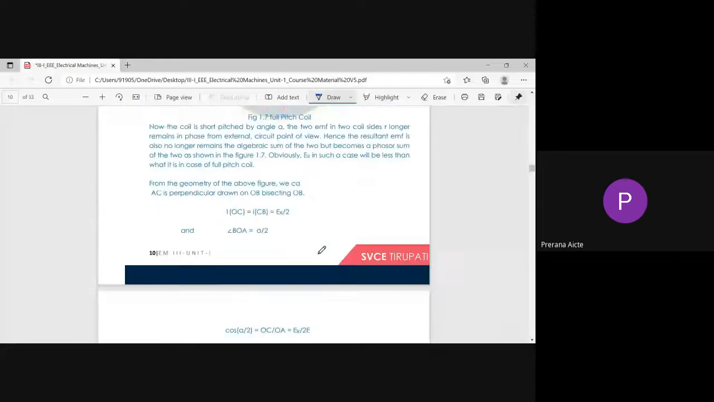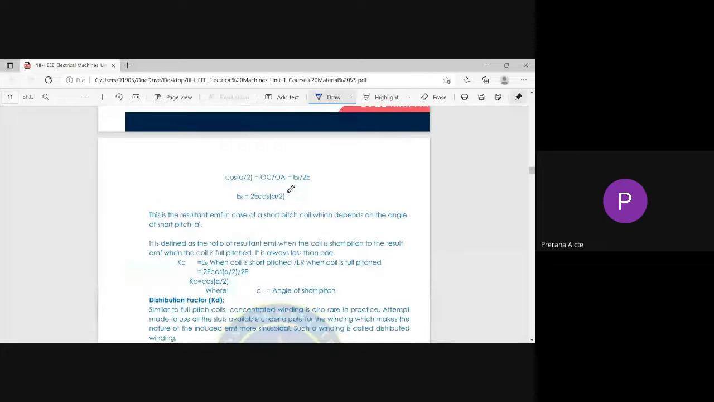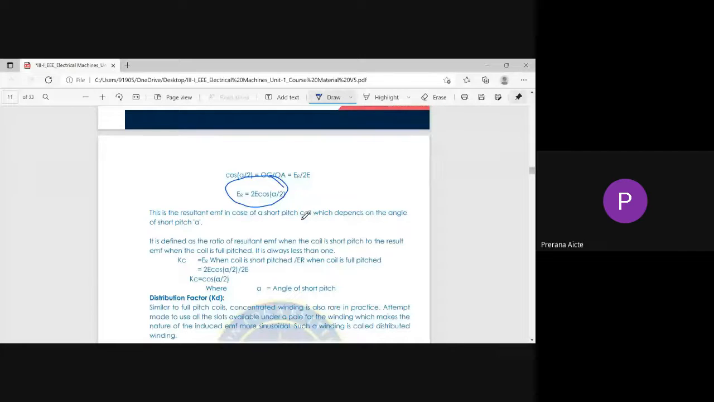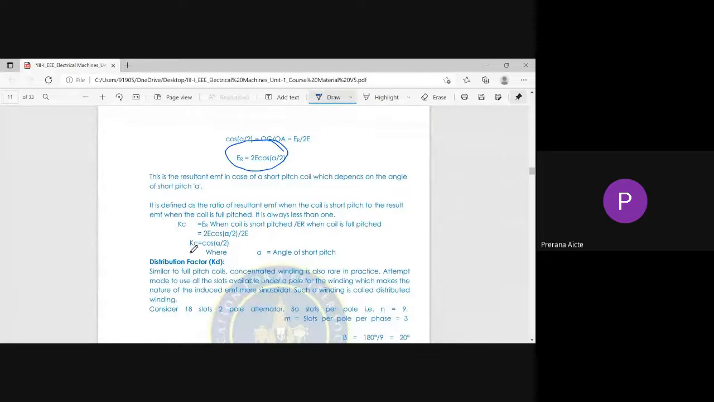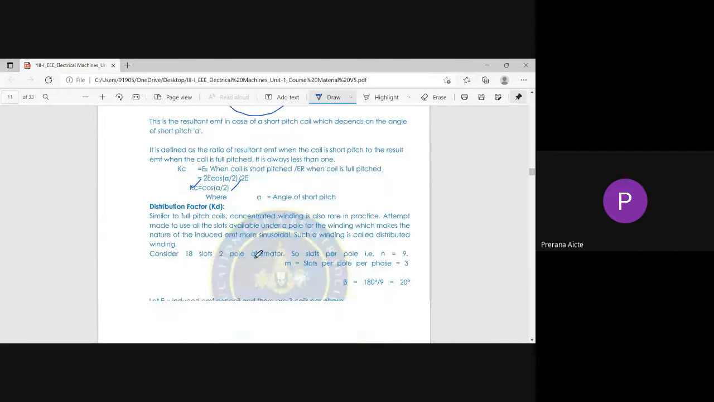See here, there is a short pitch, as in a short pitched winding. The induced EMF, the resultant EMF induced in the coil, is ER equal to 2E cos alpha by 2. Because of this formula, we are going to understand. The full pitched winding gives 2E. The pitch factor is nothing but the ratio of the EMF when the winding is short pitched to when the winding is full pitched. So we obtain the pitch factor Kc equal to cos alpha by 2.